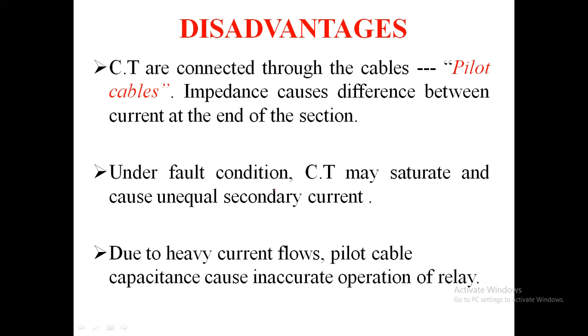Some disadvantages of this type of relay: the current transformers are connected through a pilot cable, and its impedance causes a difference between the currents at the ends of the section. Under fault condition the transformers may saturate, giving unequal secondary currents. Due to the heavy current flow, the pilot cable capacitance causes inaccurate operation of the relay.